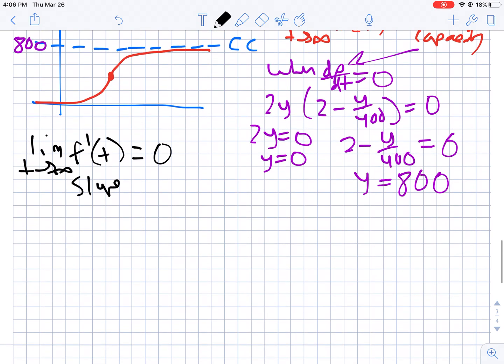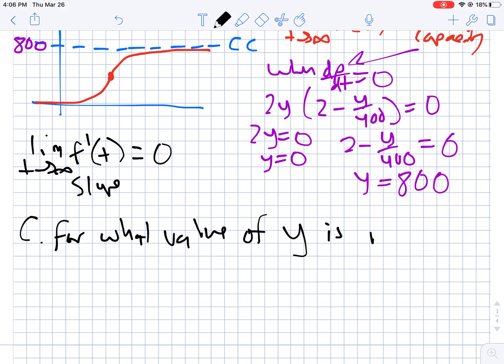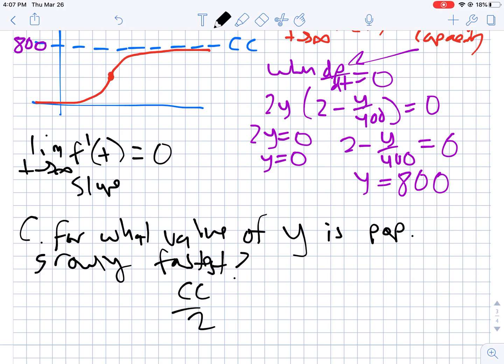The next part of my problem is going to say C, for what value of P, or I guess Y, I should use Y, for what value of Y, this population, is the population growing the fastest? Again, there's no real calculus to show. It happens at half the carrying capacity. So that's 800 over 2, the one you just found, which is 400.